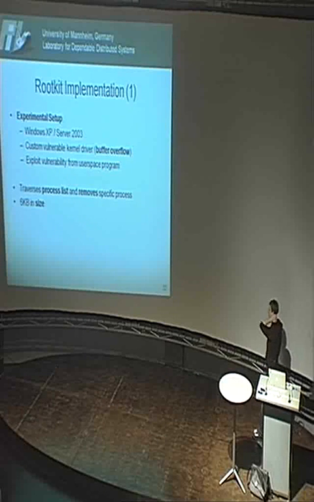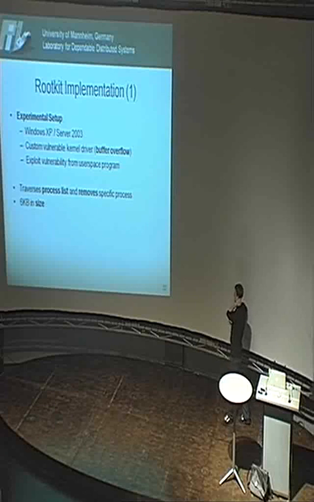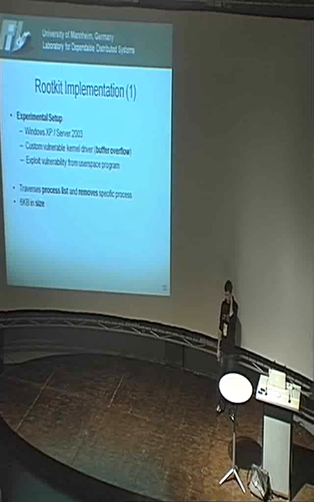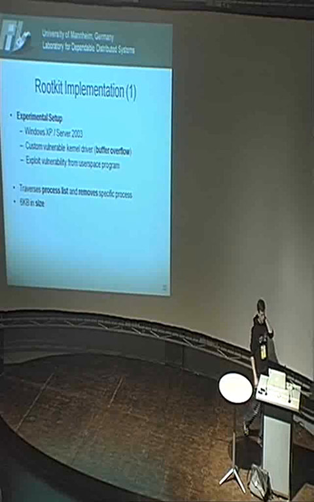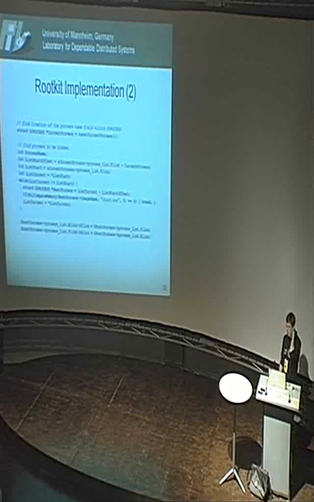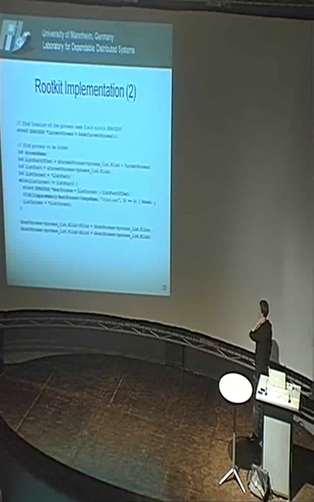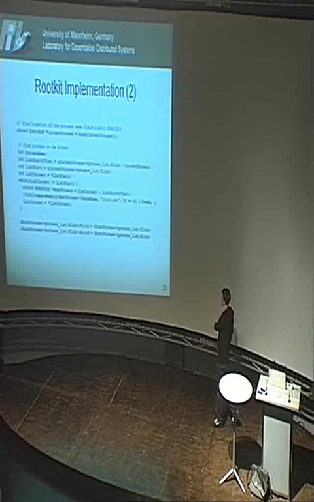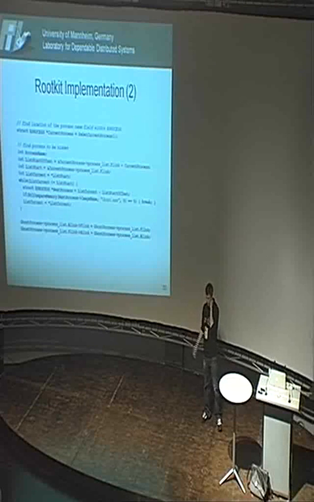What it does is traverse the process list of Windows and remove a specific process within that list so that we can hide processes. I'm not going to show you the entire code, but this is just the part of the rootkit that actually unlinks this element from the process list.